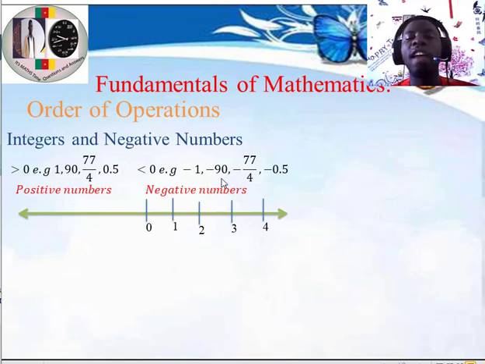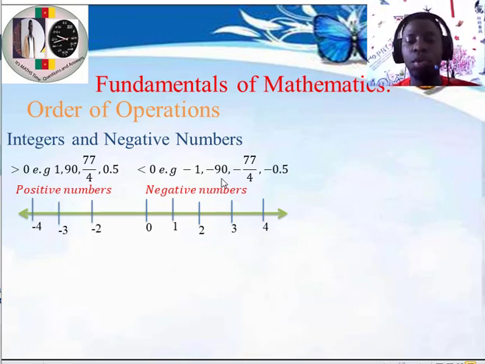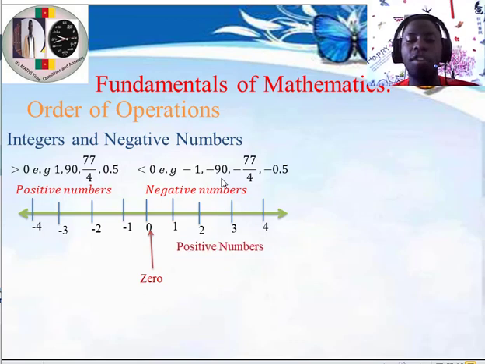So the numbers to the right of the origin, which is 0, are always positive, while the numbers to the left are called negative numbers. And these numbers are -4, -3, -2, -1, and so on. So we call this 0 point the 0 mark or the origin. We call the numbers to the right positive numbers, and the numbers to the left negative numbers.